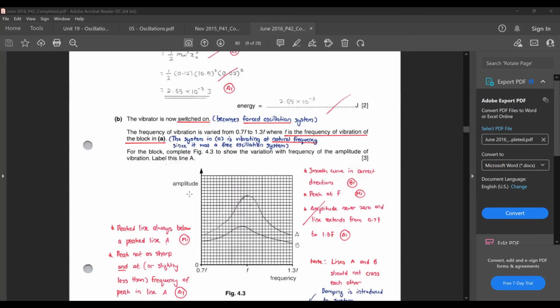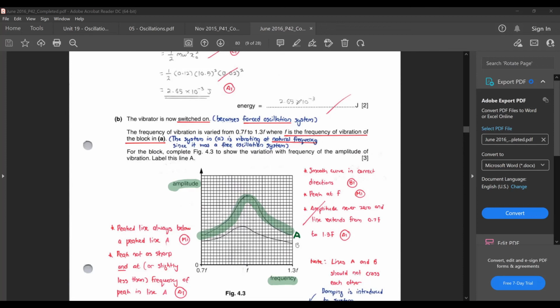So this one is the graph of amplitude versus frequency. Your graph shape should look like this. Okay, let me highlight it for you. Your graph shape should look like this. Okay, it's this one. All right.